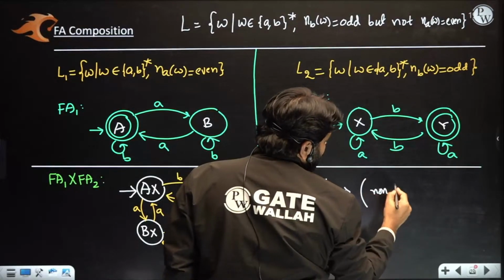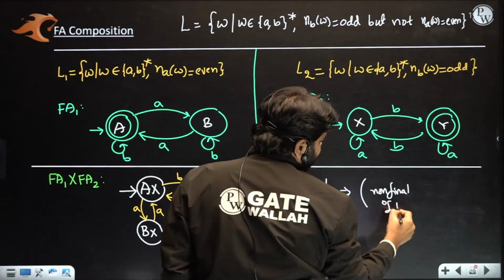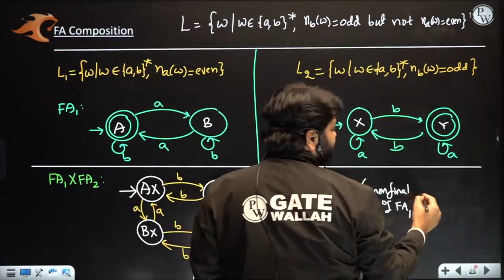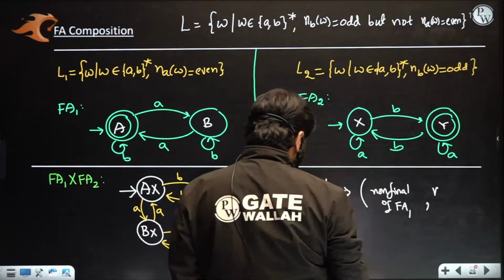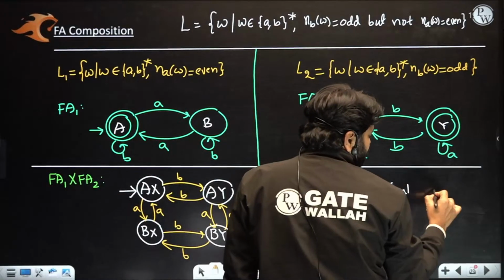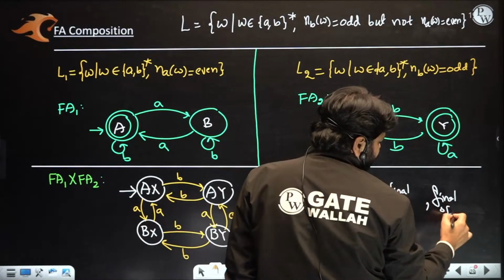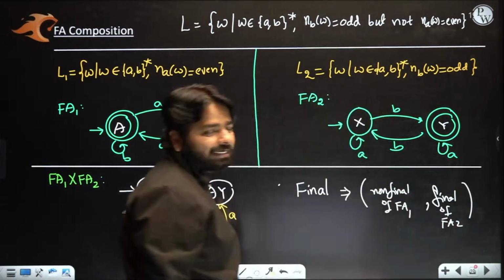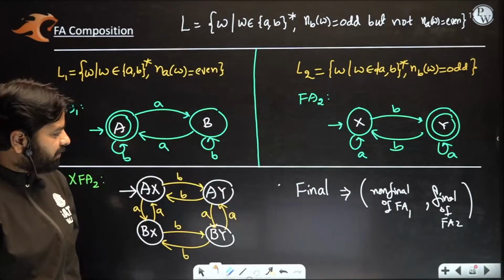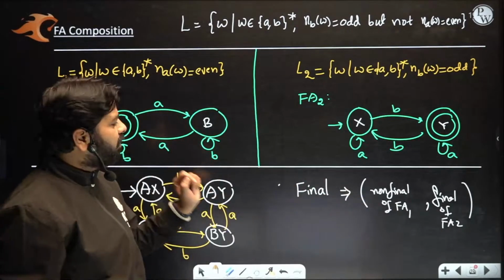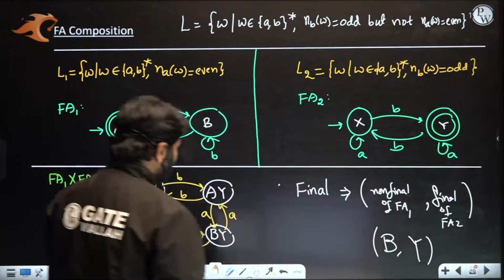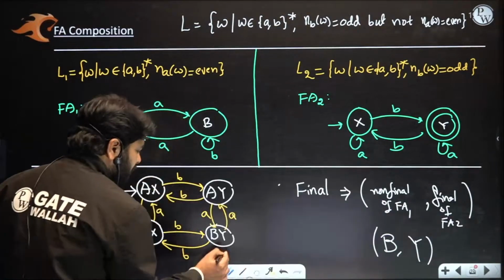So non-final of finite automata 1 comma, and you want the second machine's accepted strings, right? But you don't want to satisfy A's there, remember that. Number of B's should be odd, but number of A's you don't want even. So here final of the second machine. So in the second machine it should accept, but in the first machine it should not accept. Those strings you are going to bring out. So who is going to be the final? Who is the non-final of FA1? B. Who is the final of FA2? Y. So you are going to look at B comma Y. That's going to be our final. So B comma Y is here.